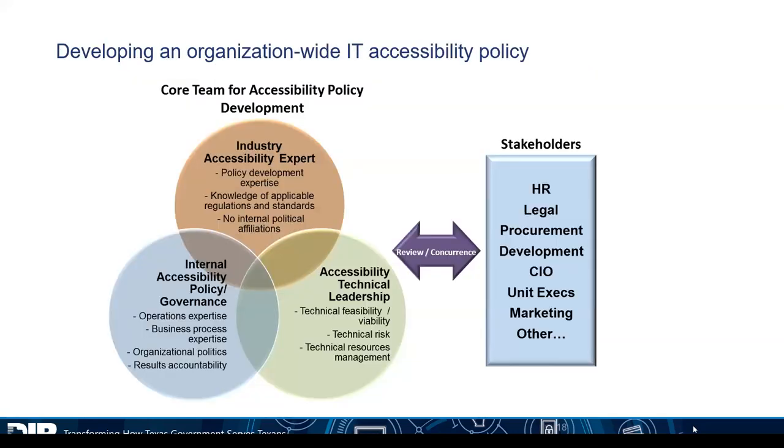When you try to develop a policy, it shouldn't be done in a vacuum. I show a Venn diagram here of a core team to develop a policy, where you might want to get somebody in from industry as an accessibility expert who's got some experience developing policy. You've got your internal policy and governance team, who knows how to speak that language, who knows how to format it, who's going to coach you on how that will integrate into the culture of the organization. And then you have to have somebody there from a technical perspective to make sure that you're not overstepping, or to gauge how aggressive you might want to make that policy.